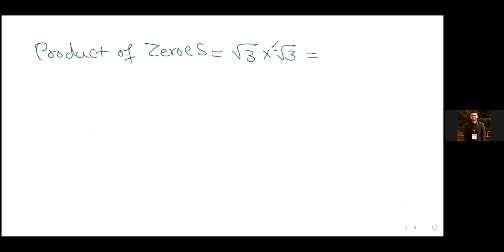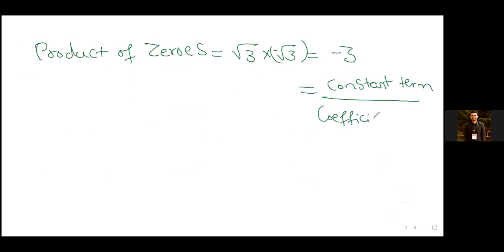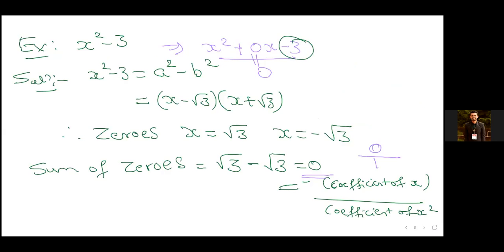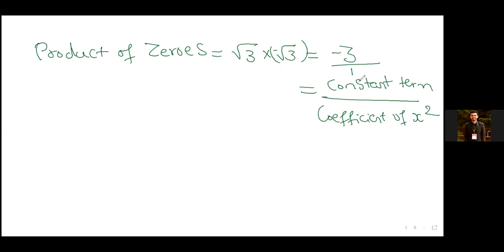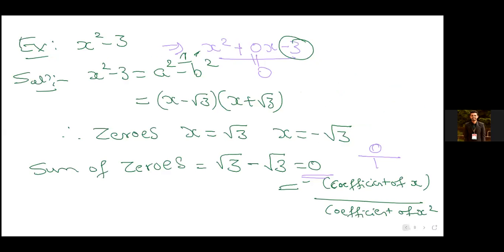Then the product of zeros is equal to root 3 into minus root 3. This you get as minus 3, which is the constant term upon coefficient of x square. Look here, this is the constant term minus 3 and the coefficient of x square is 1. So you get minus 3 upon 1. This is how you find the relationship between zeros and coefficients of a polynomial.